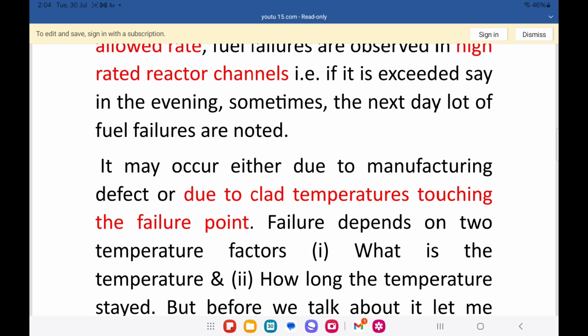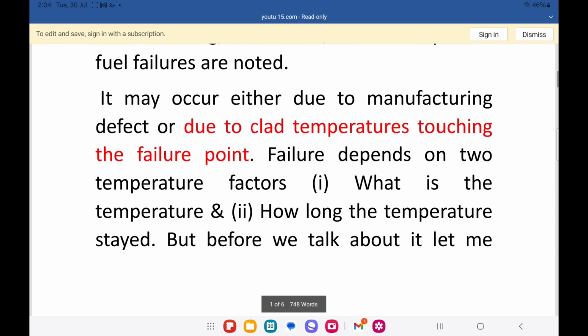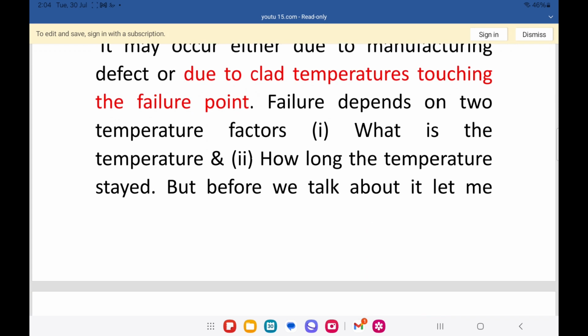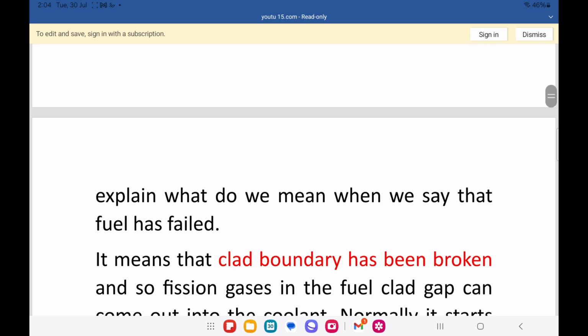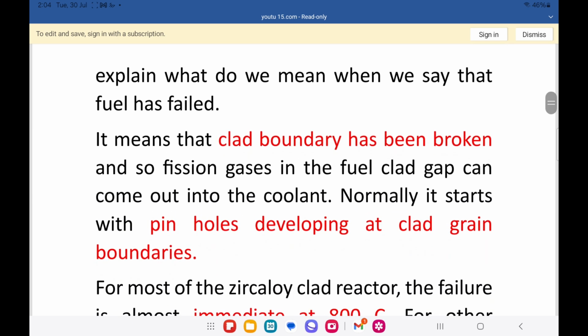Failure depends on two temperature factors. The first one is what is the temperature, and second, how long the fuel pins stay at that temperature. But before we talk about it, let me explain what we mean when we say that fuel has failed. It means that the clad boundary has been broken, and so fission gases in the fuel clad gap can come out into the coolant.